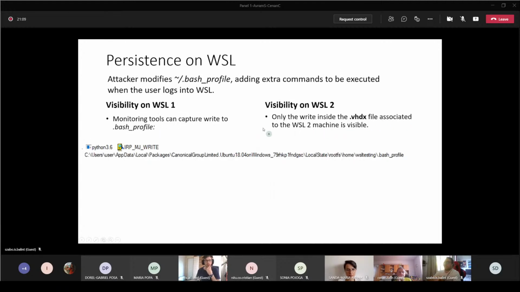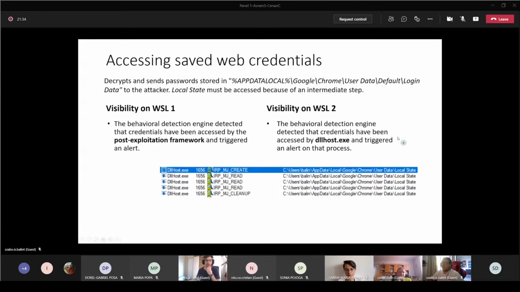And the next command is persistence on WSL, which is very similar, but instead the bash profile file is changed inside of WSL. On WSL1, this action can be observed and attributed to the process, but in case of WSL2, no write can be observed, only a write to the .vhd backing file for the whole WSL2 file system.